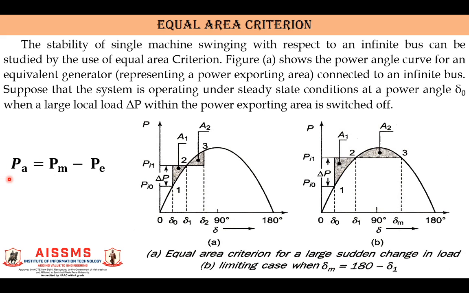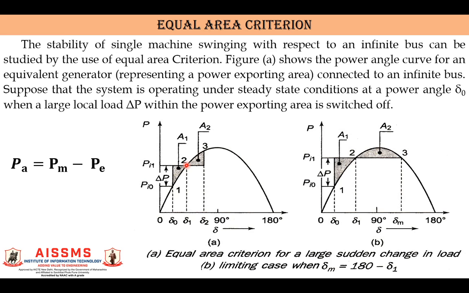When the accelerating power is positive, the rotor will start to accelerate. The rotor will start to trace the curve in this direction, from position 1 to position 2, position 2 to position 3. When it travels from position 1 to position 2 and comes to position number 2, the electrical power becomes equal to the input power, but due to moment of inertia, the rotor never stops at this position.